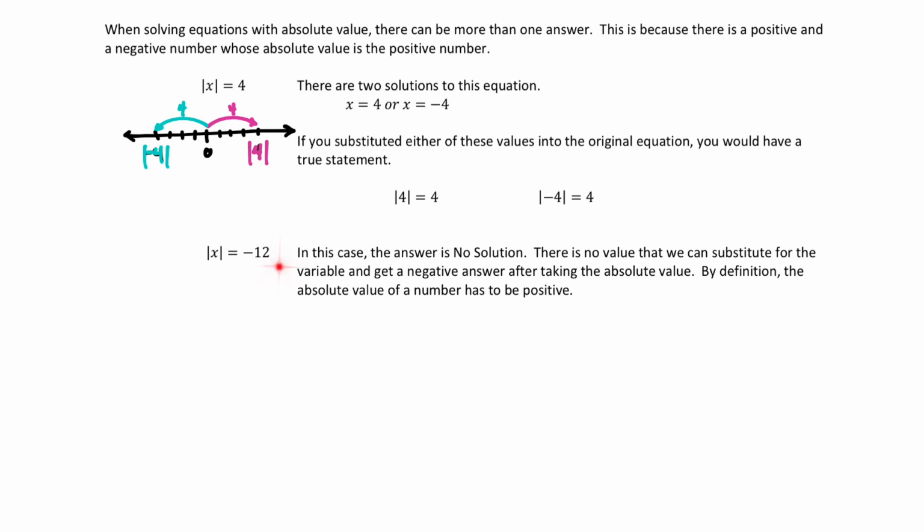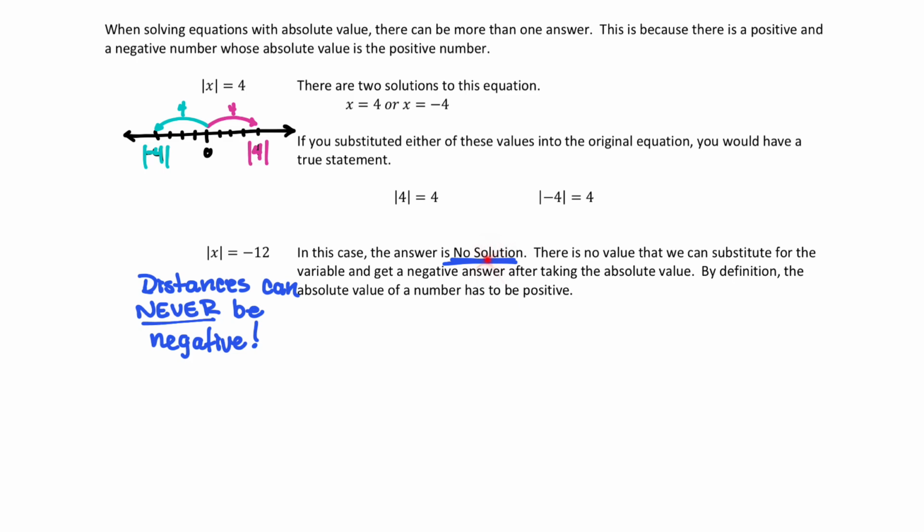Okay? Here's where we run into a problem, however, because we want the absolute value of x. So the distance from some number to 0 is negative 12. That can't happen. Okay? Distances can never be negative. And when you see the absolute value, it means the distance from 0. So it is a distance. And since they can't be negative, there is no solution.